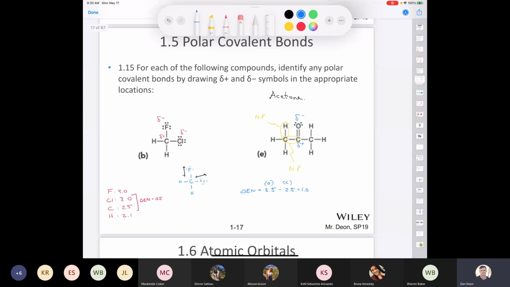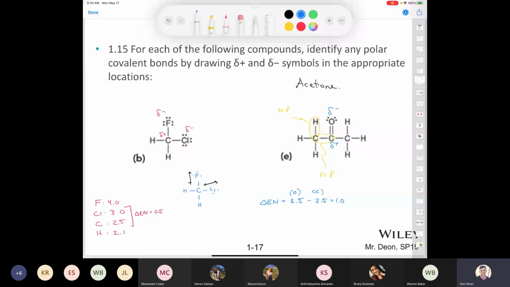Okay, so everybody has to be able to draw a Lewis structure, identify polar bonds, and be able to draw delta pluses and delta minuses in the correct places.